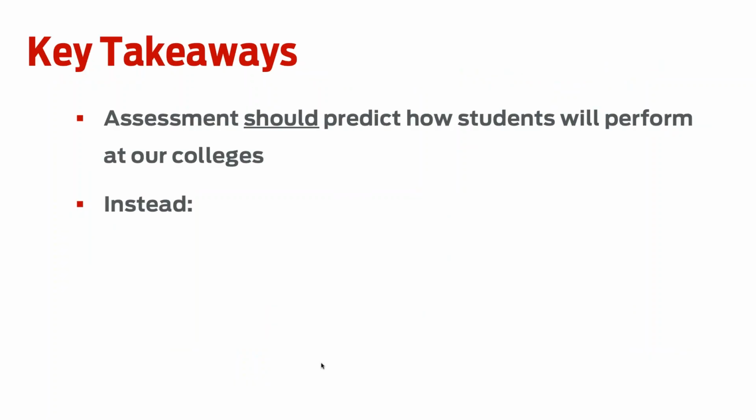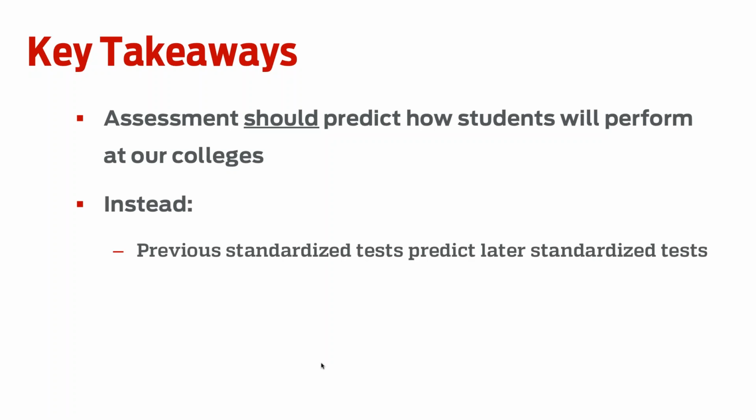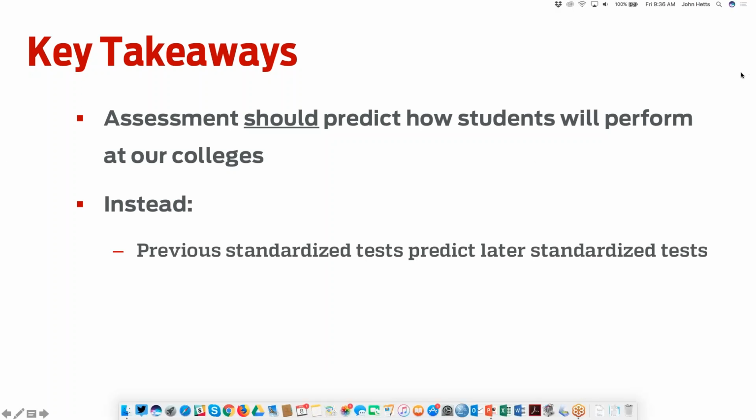So the key takeaways here are not really rocket science. They often are surprising to people in some kind of abstract way, but when you actually say them out loud, they're not surprising at all. Assessments are supposed to predict how students will perform in our colleges. That's their job. Instead, what seems to be the case is previous standardized tests are very powerful predictors of later standardized tests, but not very powerful predictors of students' performance in the classroom, right? Which is ultimately what we really care about.